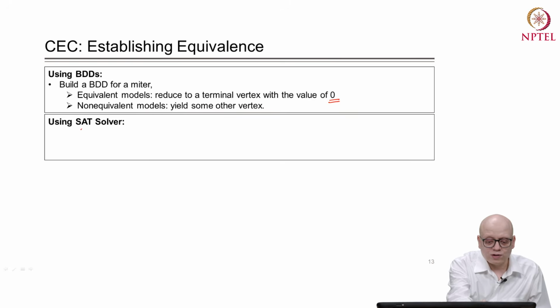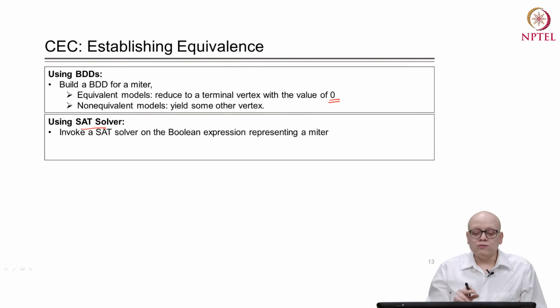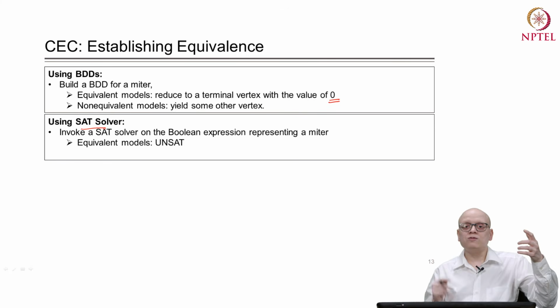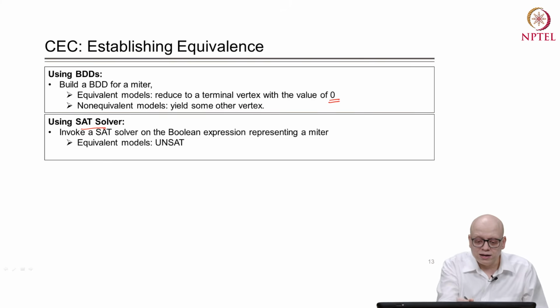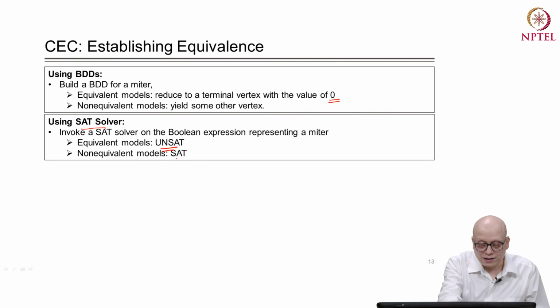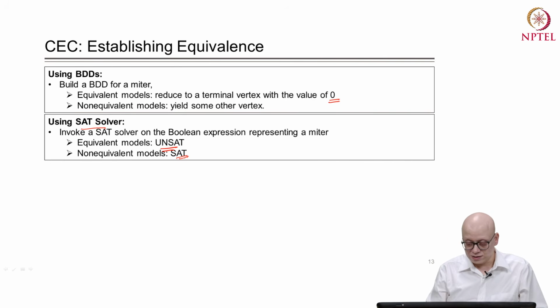Similarly, we can use a SAT solver also. Now, for a mitre, what will be returned by the SAT solver? If we invoke the SAT solver on the Boolean expression represented by a mitre, for equivalent models it should always give an answer of unsat. Why? Because there will be no input combination for which the mitre output will have a value of 1, and therefore the mitre will be unsat. And for non-equivalent models, the mitre will give an answer of SAT. So it will give us an input combination for which the two models are producing different answers.